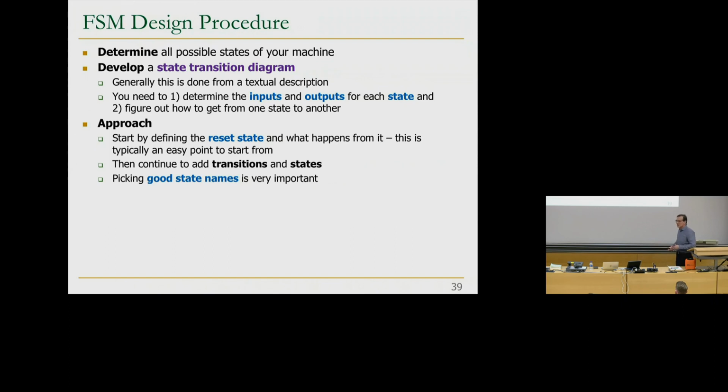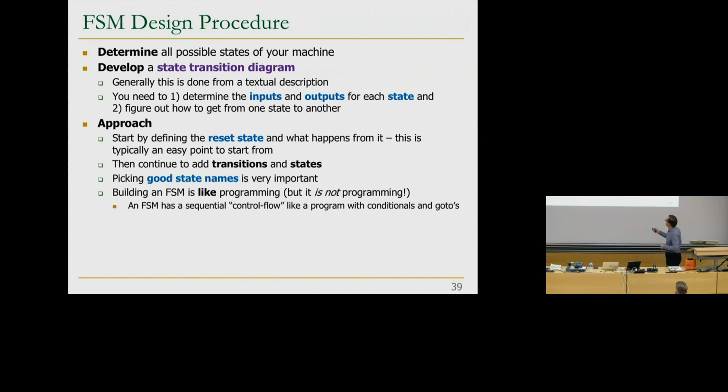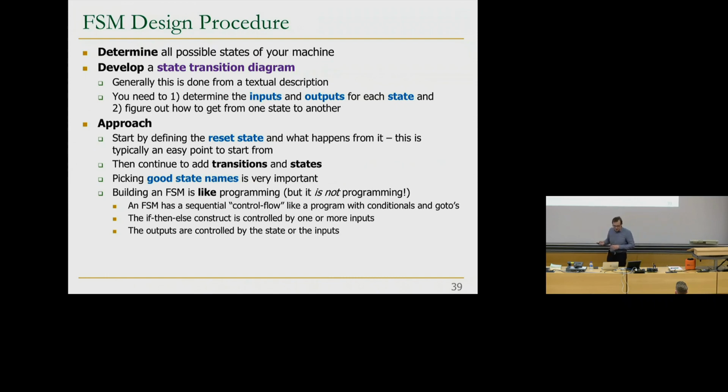Picking good state names is very important, especially if you build complicated state machines. Actually, this is much like programming. It's not programming exactly clearly, because we're not programming, but it's somewhat like programming. You have a sequential control flow, like a program with conditionals and gotos, and every state has some meaning. Hopefully it should have some meaning based on the logic of the machine, of the program that you're trying to write. So there are if then else constructs, for example, based on the input, you go to this state or this state. That's an if then else construct, right? Or you can have a simple if construct, else maybe remaining in this state, right? And the outputs are controlled by the state or the inputs, and we know that already.